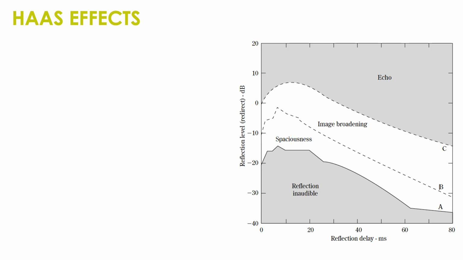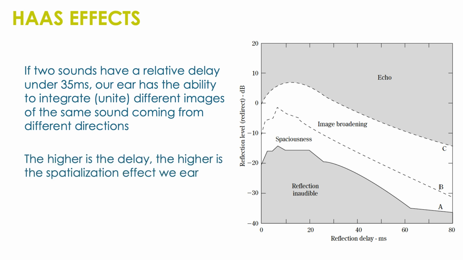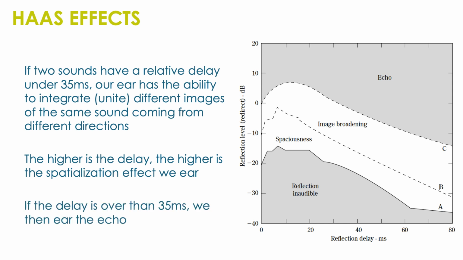The Haas effect explains how our ears integrate sounds with delays under 35 milliseconds, creating a unified spatial perception. As delays increase, the spatialization effect becomes more pronounced. Beyond 35 milliseconds, we begin to perceive echoes. So we basically know what echo is. This principle is critical in audio engineering to create immersive sound environments. Now let's conclude with some examples.